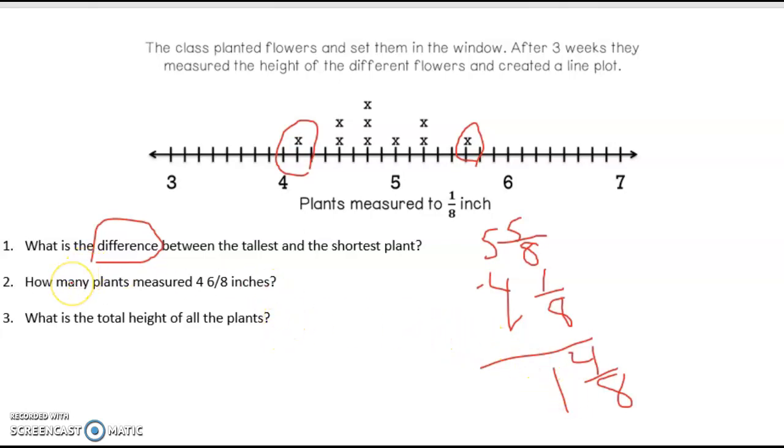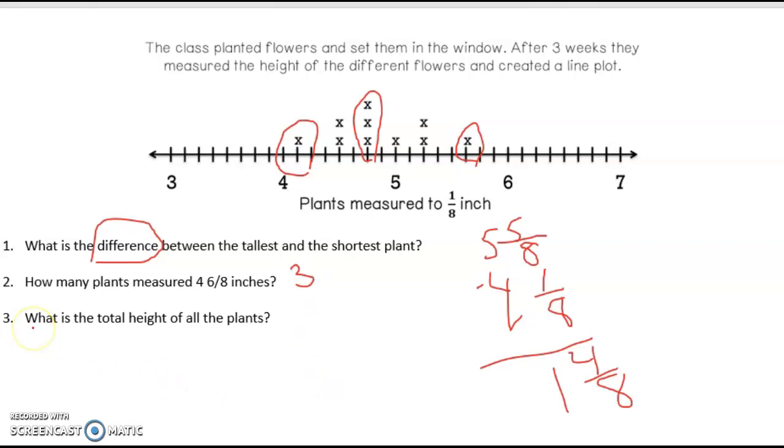Okay, we're almost through. How many plants measured 4 6/8 inches? Well, I don't see 4 6/8 on there. Well, you're going to have to figure out where it's at. 4 1/8, 4 2/8, 4 3/8, 4 4/8, 4 5/8, 4 6/8. How many plants measured 4 6/8 inches? 3.